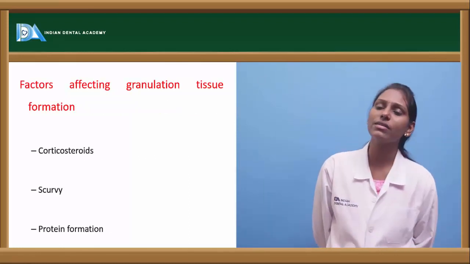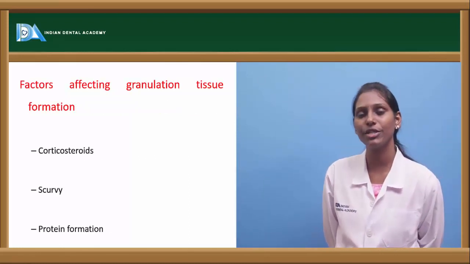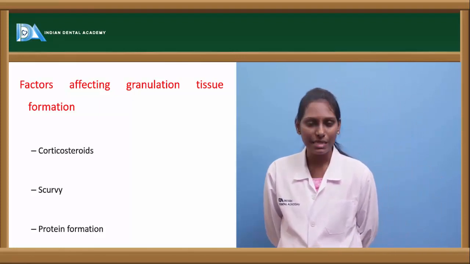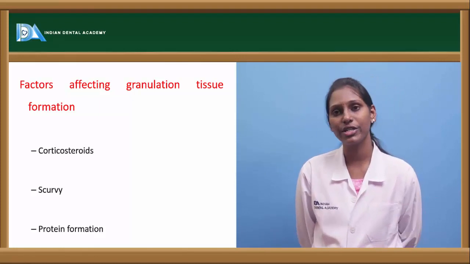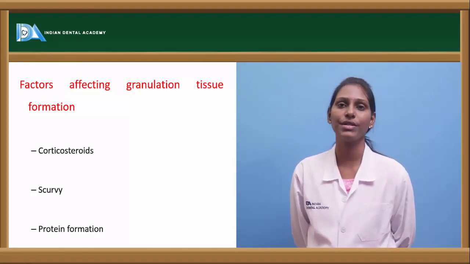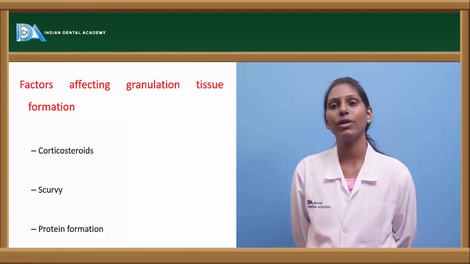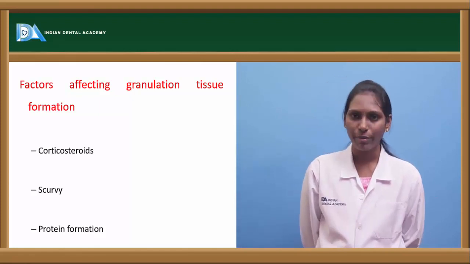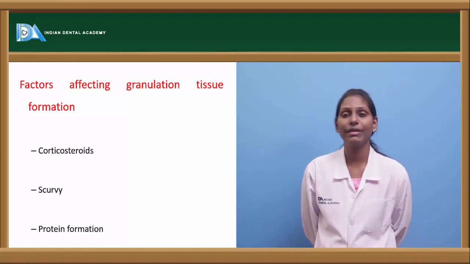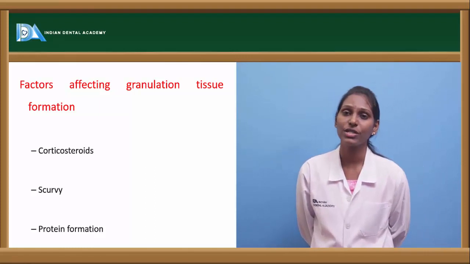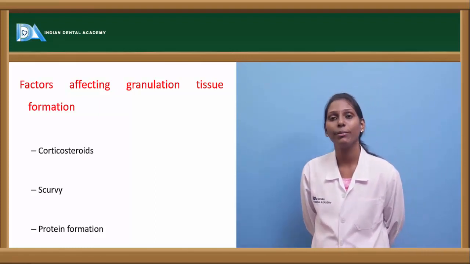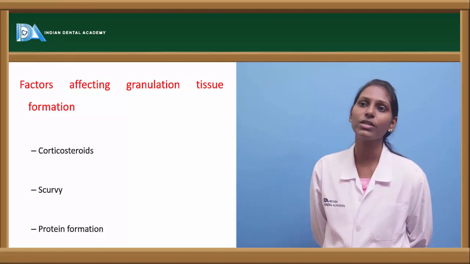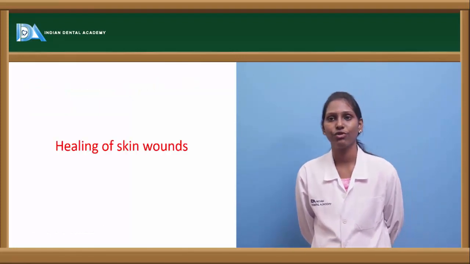The other factors affecting granulation tissue formation are scurvy, or vitamin C deficiency, which has its effect on collagen. As we know, granulation tissue formation requires collagen formation, and in case of scurvy, collagen formation is inhibited or impaired, and thus it affects granulation tissue formation. Protein deficiency and corticosteroids also affect granulation tissue formation.